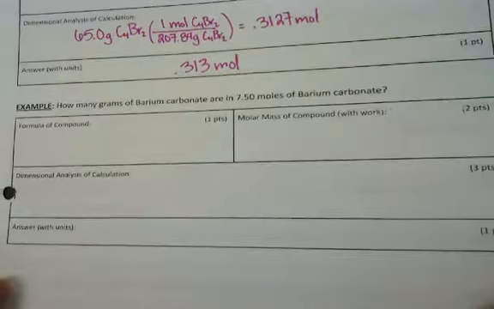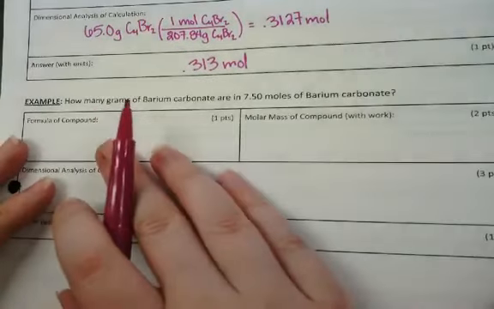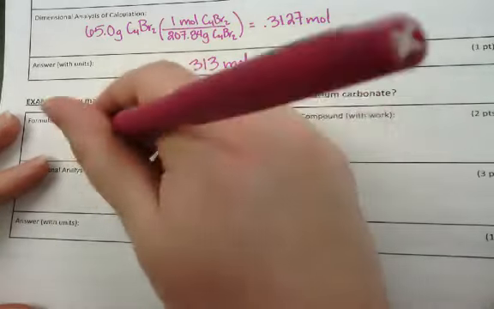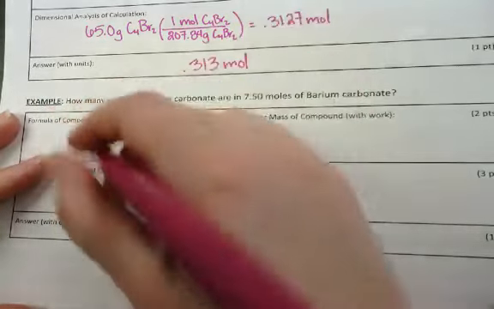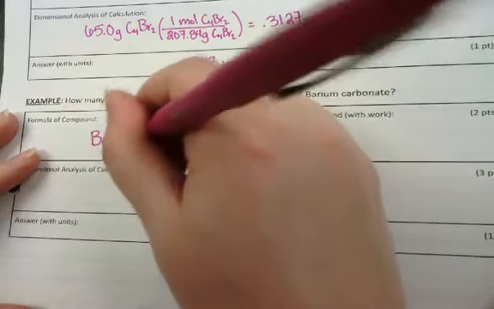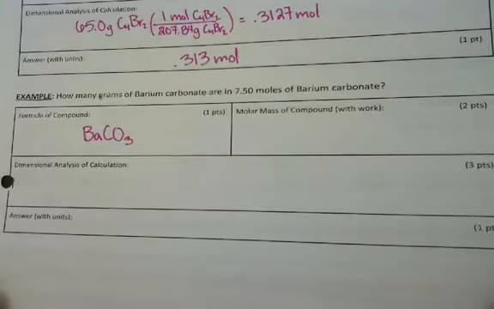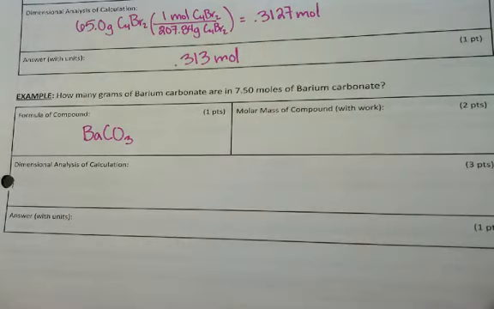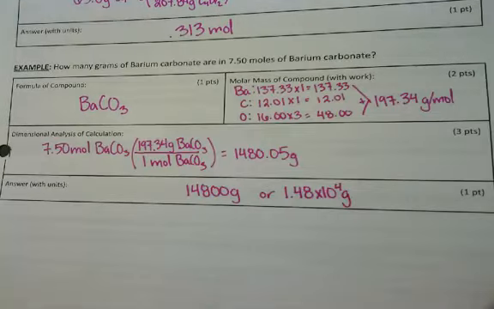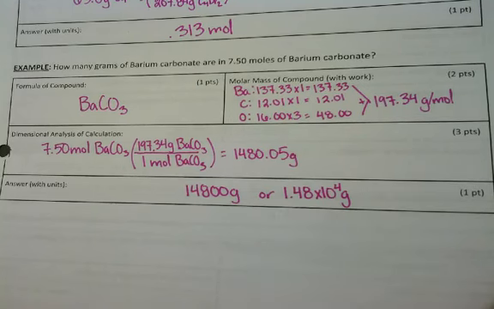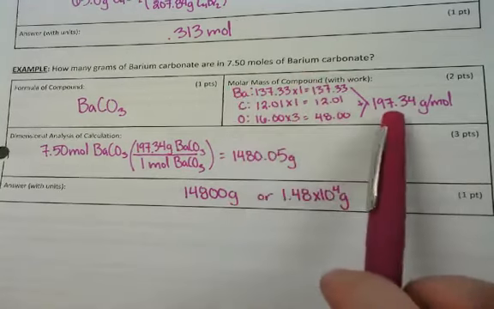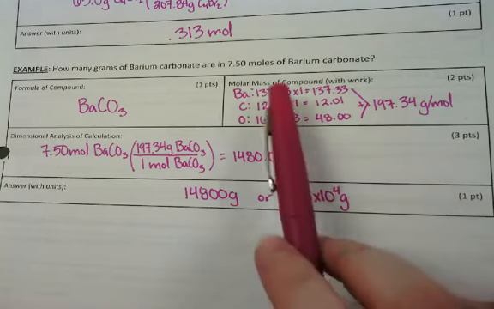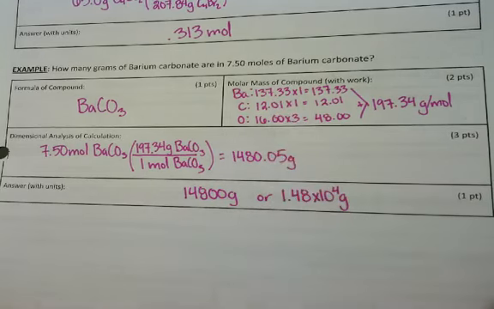All right, so do this last problem, and this one I'm going to go ahead and give you the formula. So the formula for barium carbonate is BaCO3. So go ahead and do this one, and then come back and check your answer. All right, and your answer should be 14,800 grams, or if you chose to use scientific notation, 1.48 times 10 to the 4th grams. So we calculated our molar mass, and we should have gotten 197.34 because there's 1 barium, 1 carbon, and 3 oxygens.